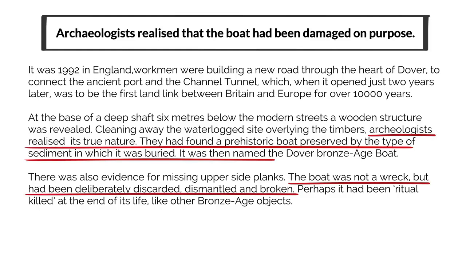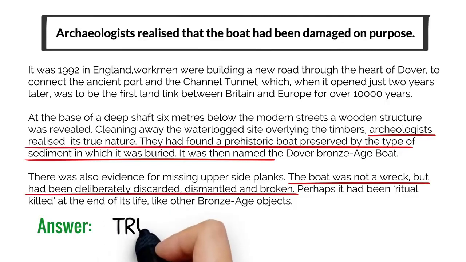Statement. Archaeologists realized that the boat had been damaged on purpose. Sentences from the second paragraph. Archaeologists realized its true nature. They had found a prehistoric boat preserved by the type of sediment in which it was buried. It was then named the Dover Bronze Age boat. Sentence from the third paragraph. The boat was not a wreck, but had been deliberately discarded, dismantled, and broken. As you can see, the sentence from the third paragraph reflects the statement, and it clearly supports the statement because it says the boat was not a wreck, but had been deliberately discarded, dismantled, and broken.